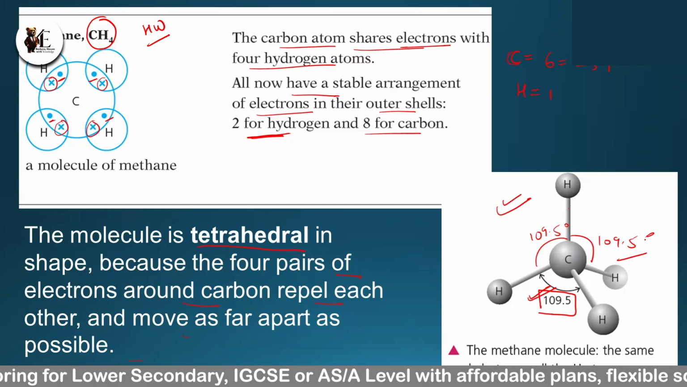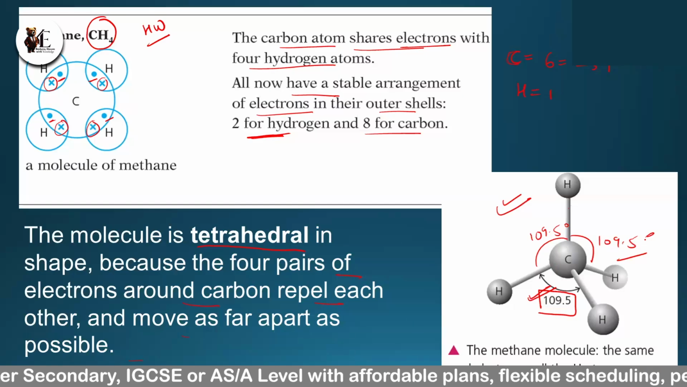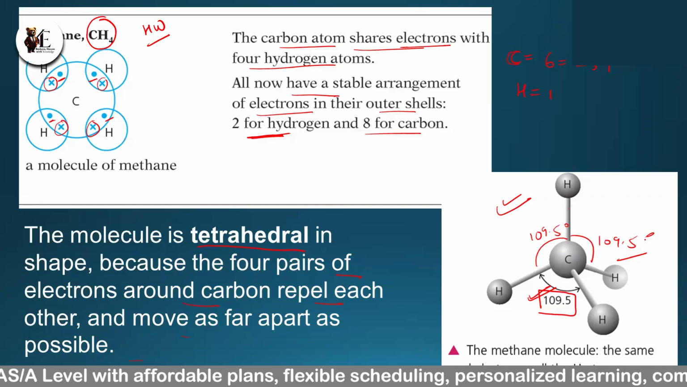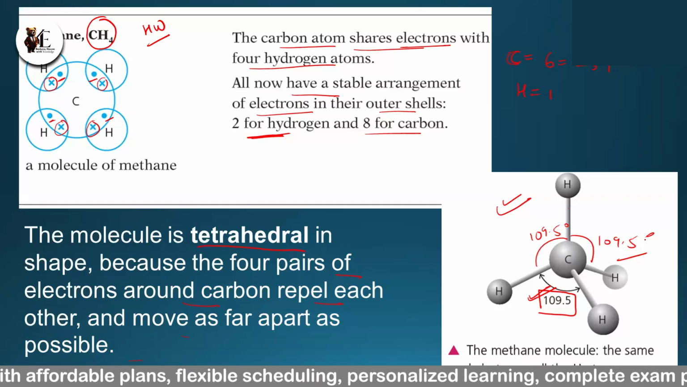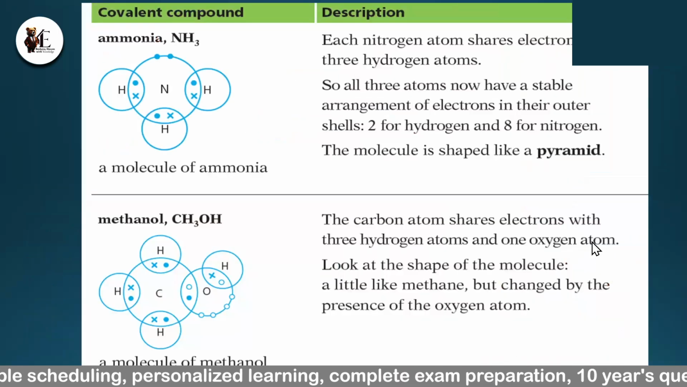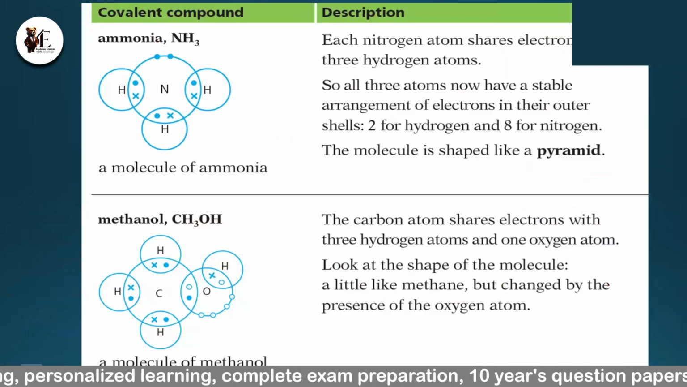If I ask you what is the bond angle in methane, then you have to answer it is 109.5. Is it clear to you? Okay, so please make it in your copy. Don't forget. Okay. Next is your ammonia.